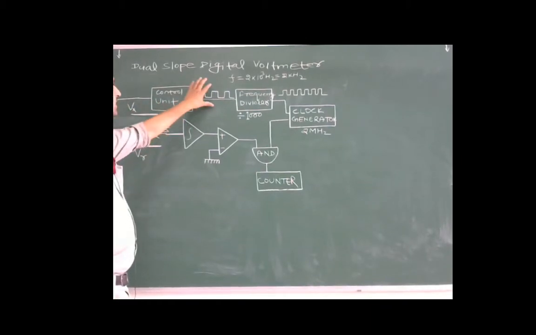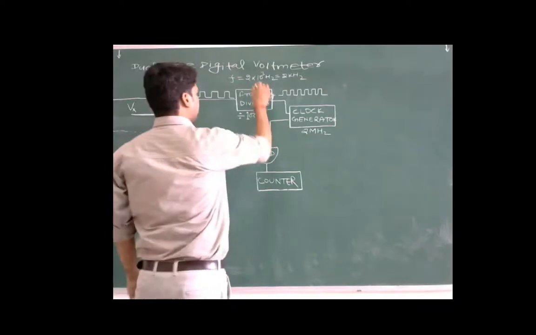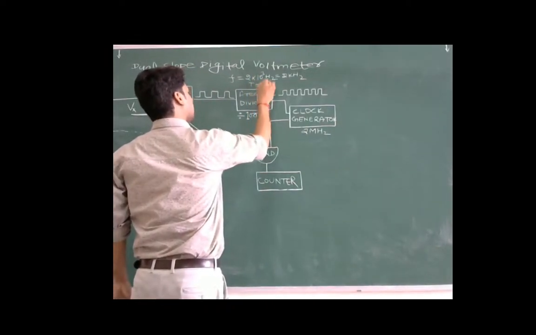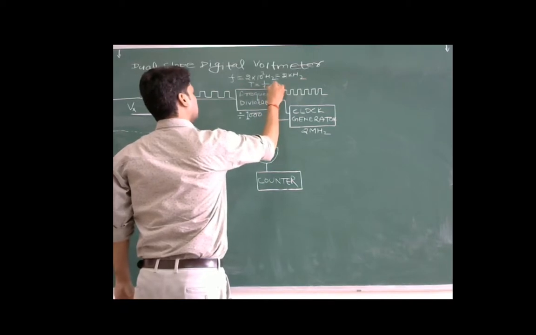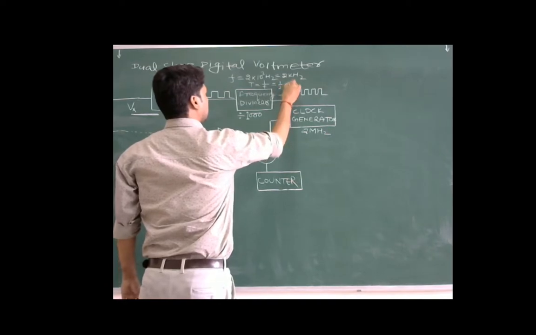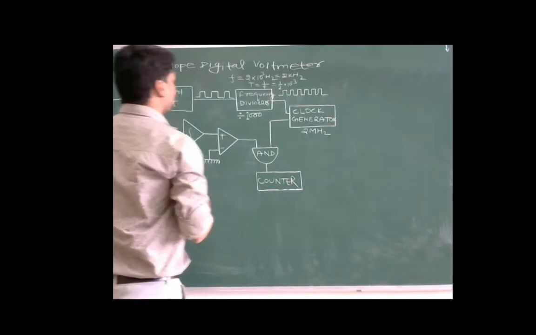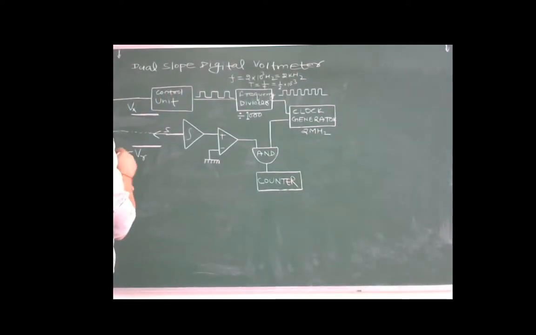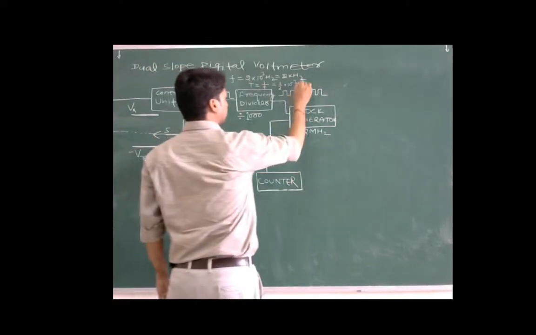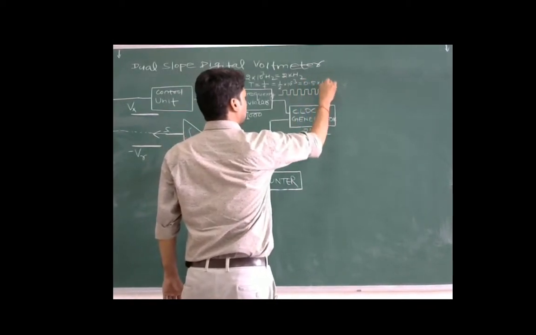If the frequency is 2 kilohertz, then how much will be the time period of this clock? It can be calculated by time period T equals 1 by f, which means 1 by 2 into 10 power 3, and this will be equal to 0.5 into 10 power minus 3 seconds.